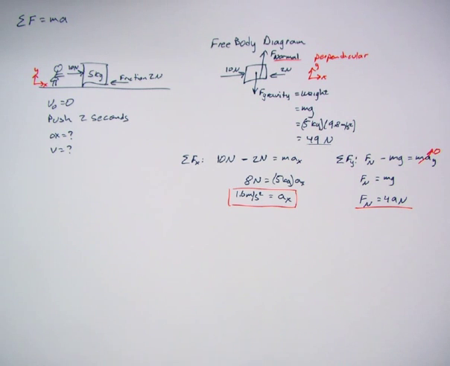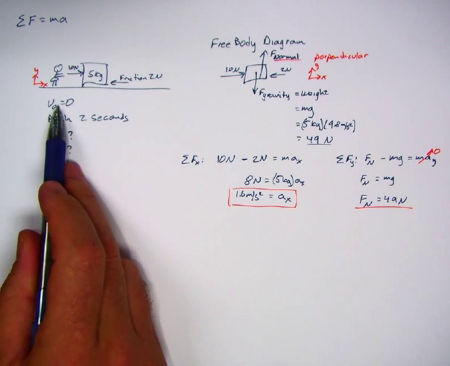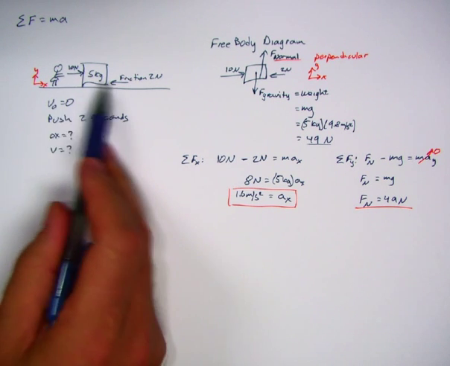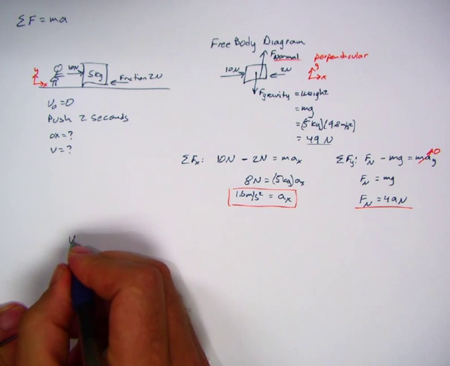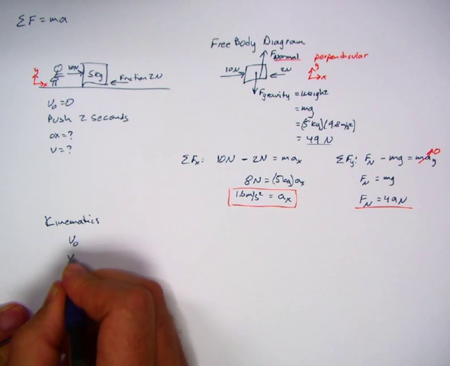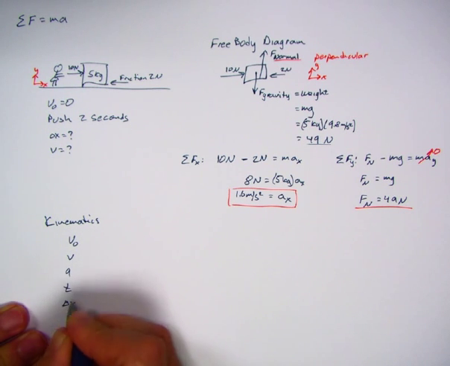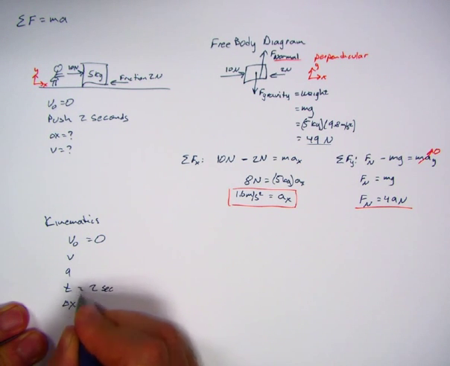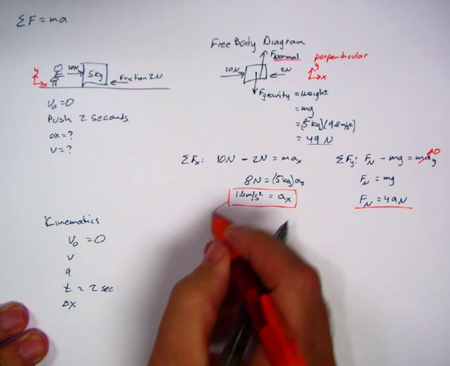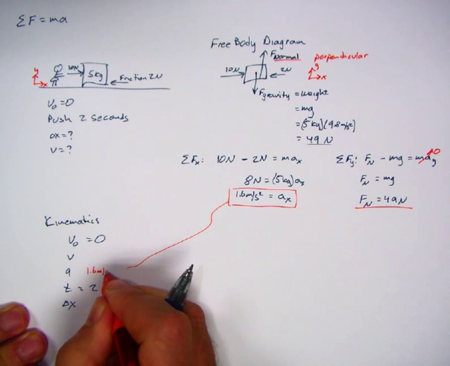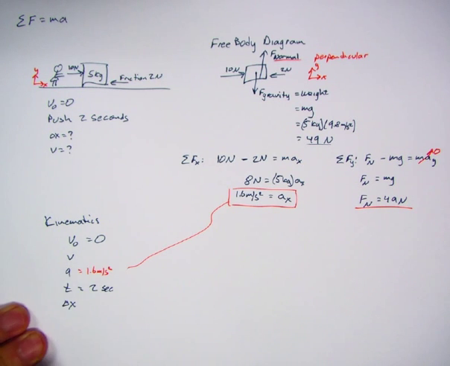So now we have to go back and look at our original questions. We started with an initial velocity of 0, pushed for 2 seconds. This is all horizontal kinds of stuff, so really we just have a horizontal kinematics problem. We say v0, v, a, t, delta x. We knew our initial velocity was 0. We know we're pushing for 2 seconds. And we now know that the acceleration is 1.6 meters per second squared. So we know 3 things. We can find the velocity and the distance.